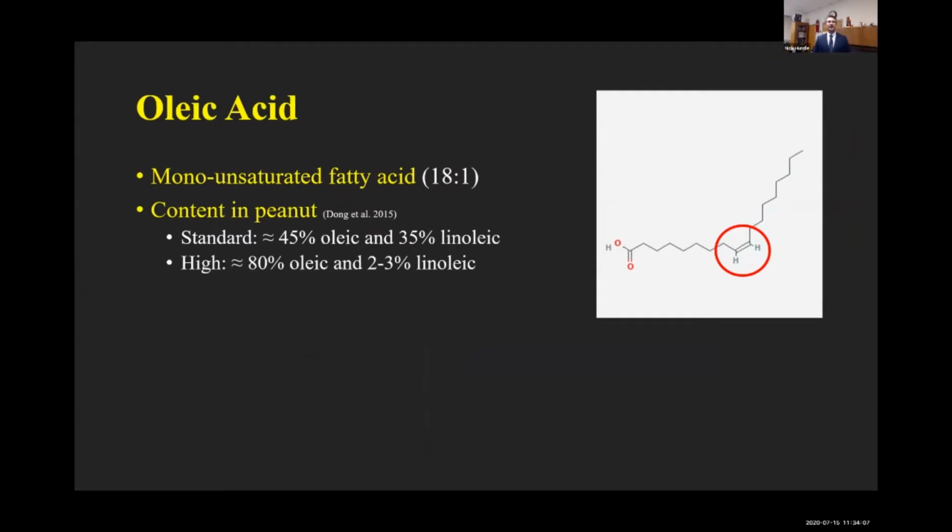So what exactly is oleic acid? Oleic acid is classified as a monounsaturated fatty acid containing 18 carbons and one double bond as indicated on the picture on the right. Within a standard peanut, there is about 45% oleic acid and about 35% linoleic acid. Within a high oleic peanut, there's approximately 80% oleic acid to only 2 to 3% linoleic acid.